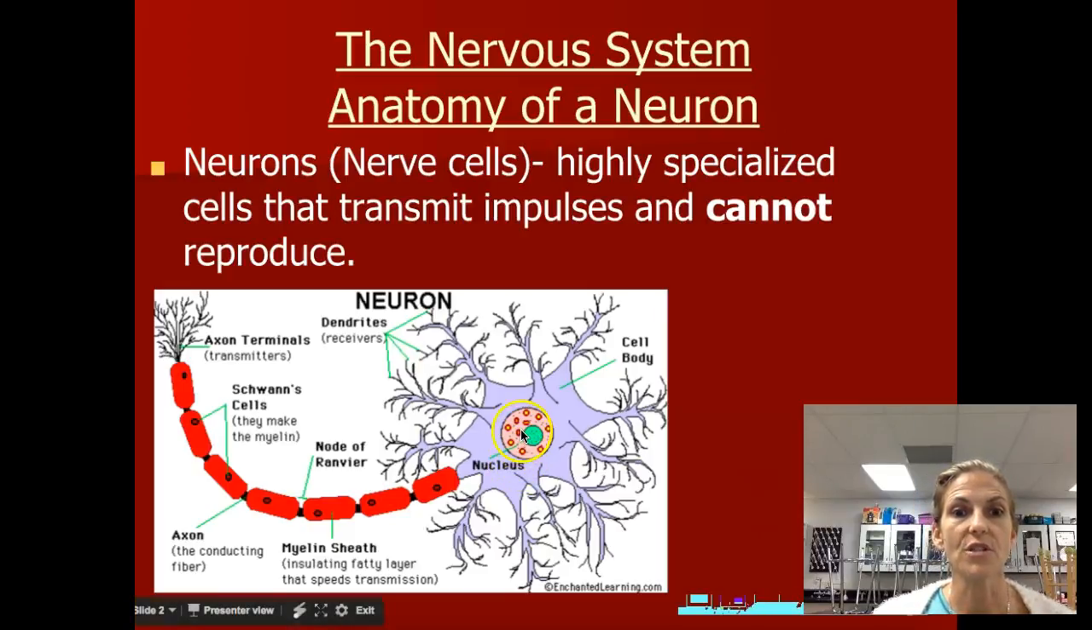So first of all, let's talk about the fact that a neuron cannot reproduce. So any damage to a neuron is going to have a long-lasting effect because we can't make any more of them. And that's different from the other cell. The neuroglia can reproduce. The neurons can transmit impulses and neuroglia cannot. So there's two big differences between the two types of cells.